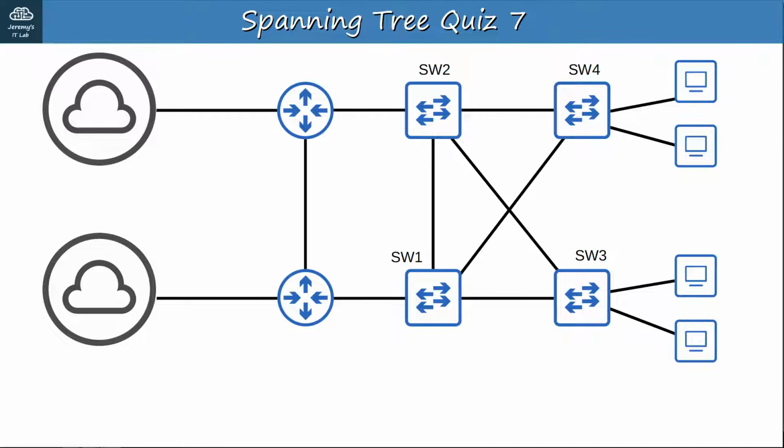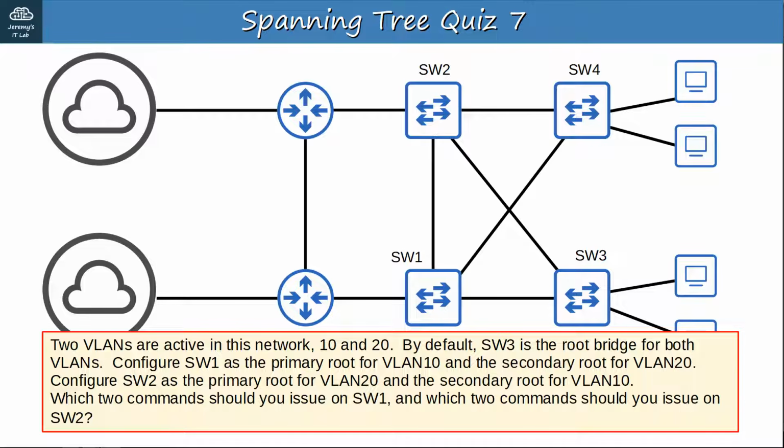Okay, to check if you understood that explanation, let's do a quick quiz. This is quiz question 7, because in day 20's lecture, we did spanning tree quizzes 1 to 6. 2 VLANs are active in this network, 10 and 20. By default, switch 3 is the root bridge for both VLANs. Configure switch 1 as the primary root for VLAN 10 and the secondary root for VLAN 20. Configure switch 2 as the primary root for VLAN 20 and the secondary root for VLAN 10. Which 2 commands should you issue on switch 1 and which 2 commands should you issue on switch 2?